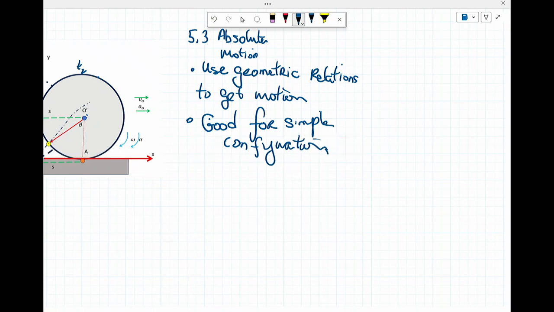It's good for simple configurations. That is, you have simple configurations that are pretty well defined, and you're just using geometric relationships to get the motion. Everything works out really nicely.